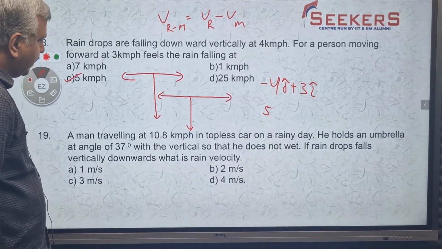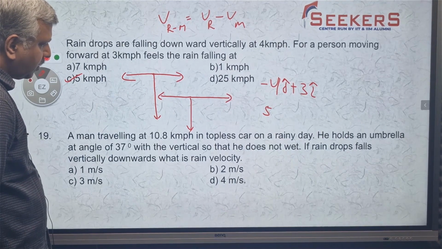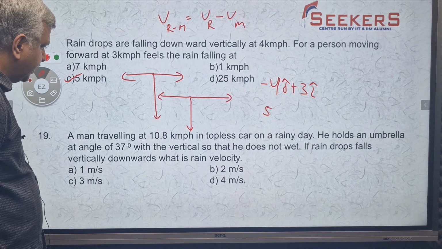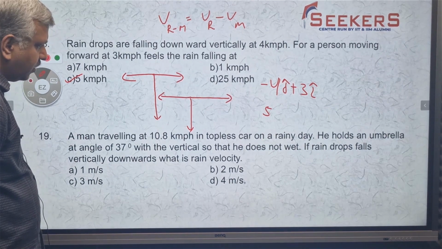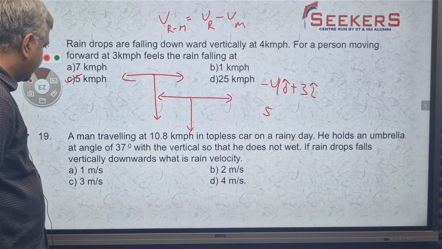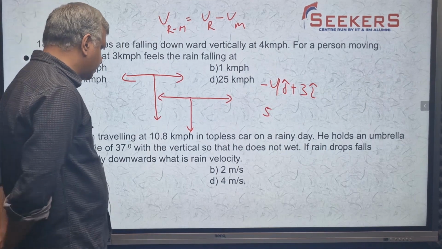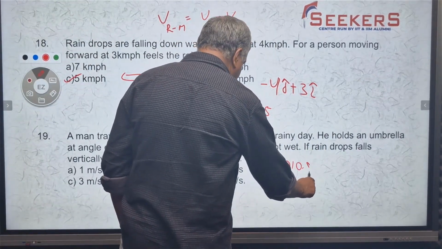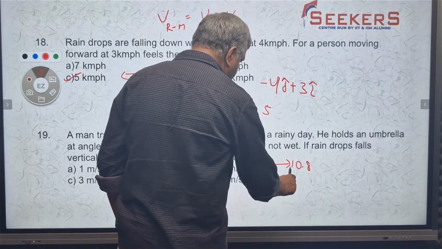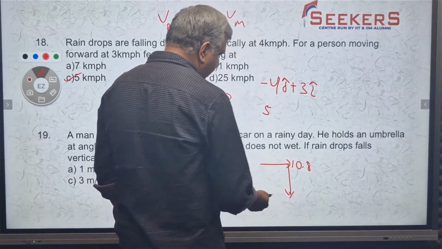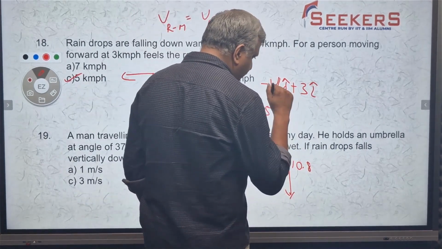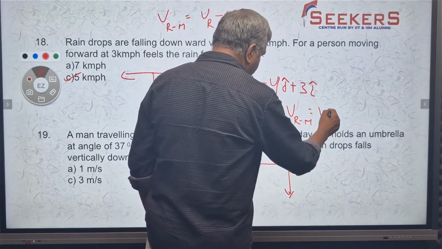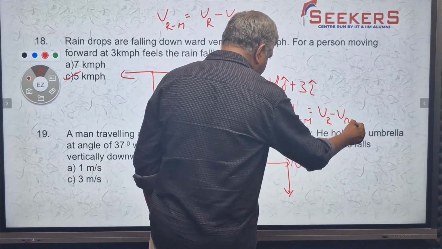A man traveling at 10.8 kmph in a topless car on a rainy day holds an umbrella at an angle of 37 degrees with the vertical so that he does not get wet. If the raindrops fall vertically downwards, what is the rain velocity? So again, the man is moving at 10.8 kmph. Rain is falling vertically downwards, right? So if the rain is falling vertically downwards, he would keep his umbrella such that the velocity of the rain with respect to the man, that will be velocity of rain minus velocity of man.